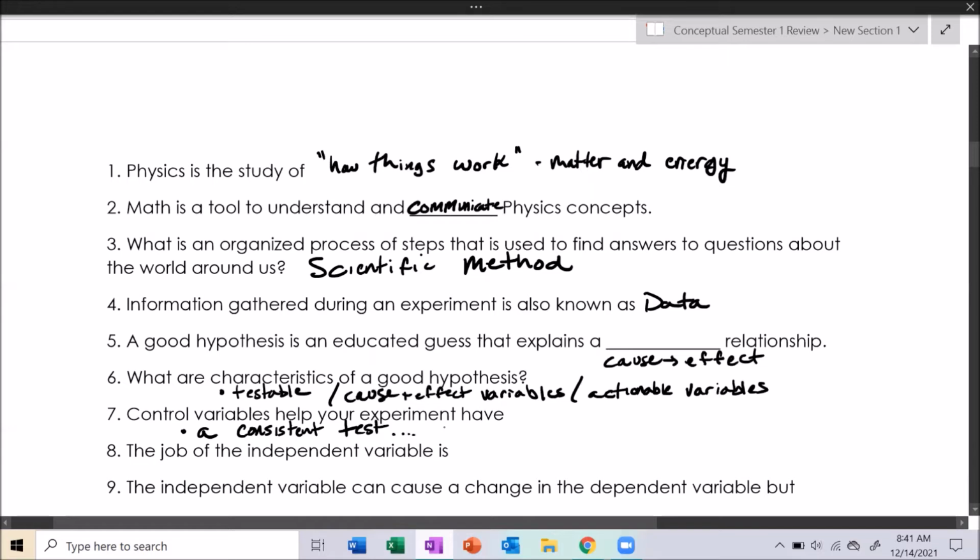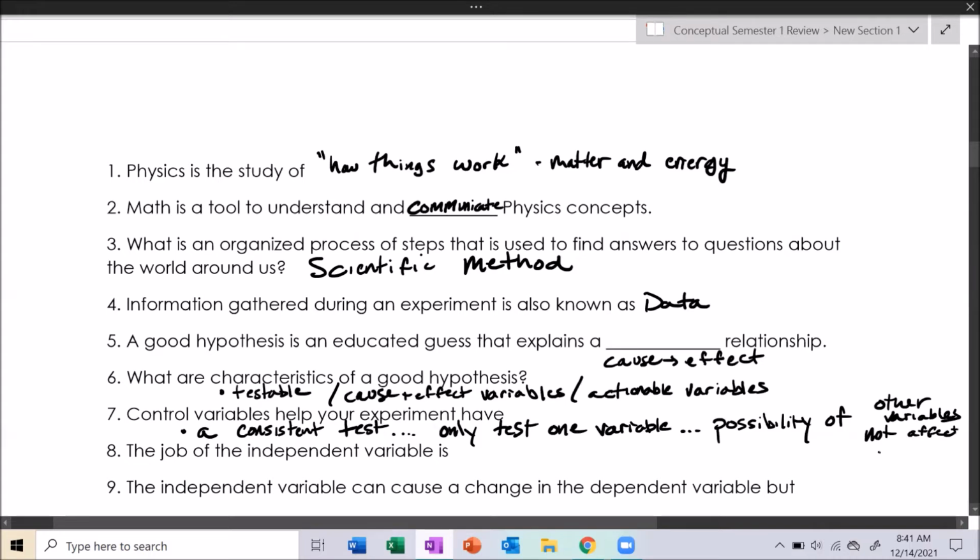A control variable in the experiment is a constant that doesn't change. In an experiment, you really only want to test one variable at a time. So if you're studying the effects of fertilizer on a plant, you don't want to also change the soil, you don't want to change the light, you want all those things to be controlled. So keep that in mind. A control variable helps keep the possibility of other variables from being counted.